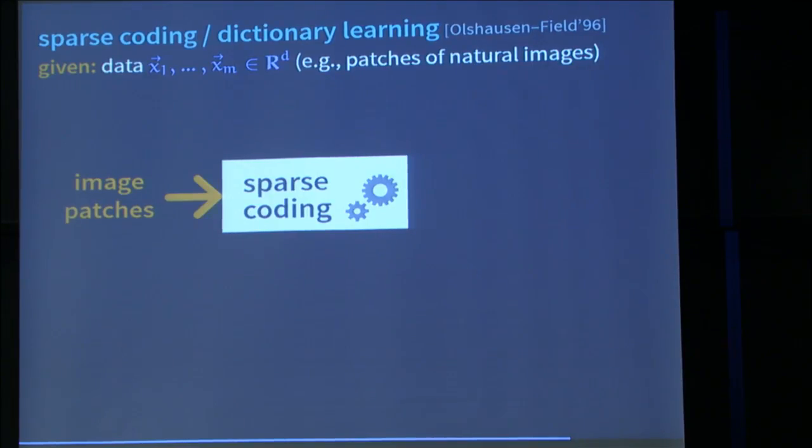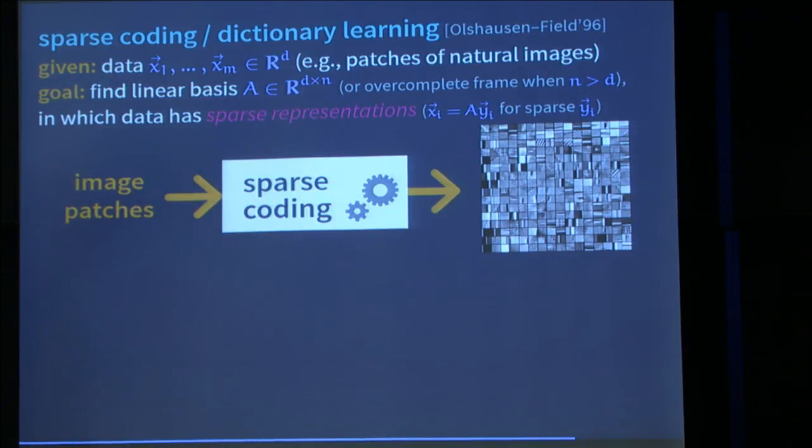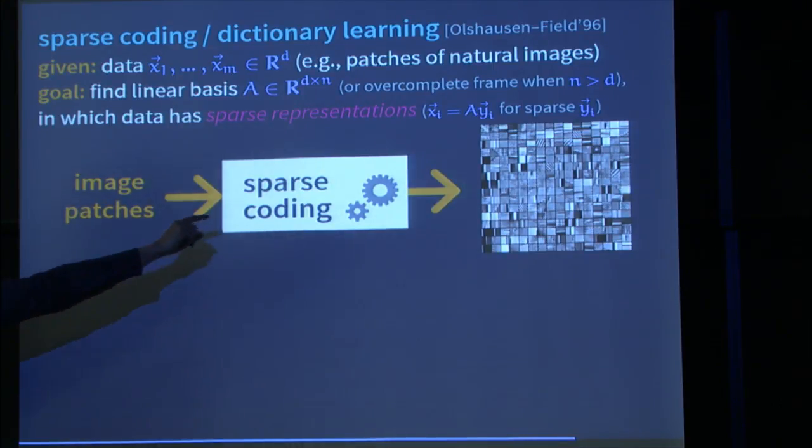Now, given these vectors, what we want to do is find a matrix A, let's say an invertible matrix with linearly independent columns, such that our input vectors x have sparse linear representations with respect to this matrix A. What this means is that any patch of a natural image is a sparse linear combination.